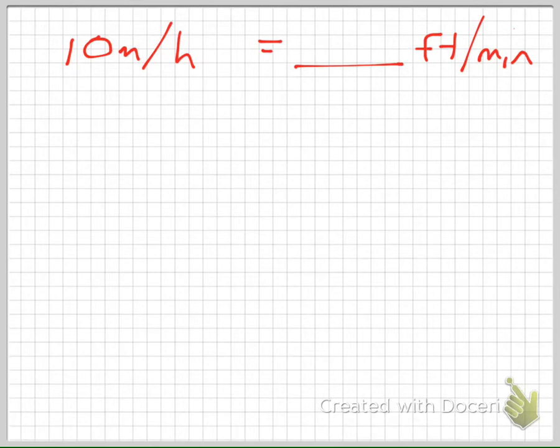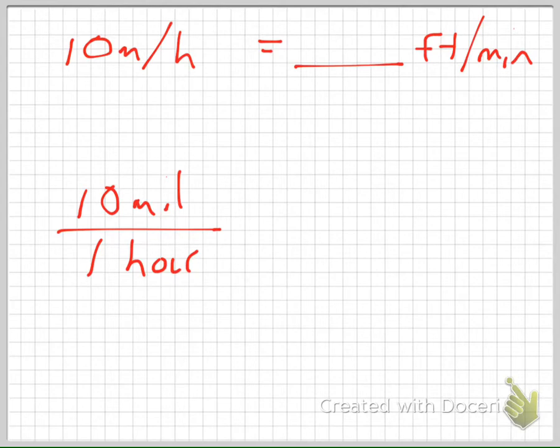Okay. This is what we have to do. You write down what we have. What do we know? About 10 miles per hour. We go 10 miles in 1 hour, right? That's what we know. You write that down. Now we're going to have to convert this to what? Feet per minute. So I need to turn the miles into feet, and the hours into minutes.